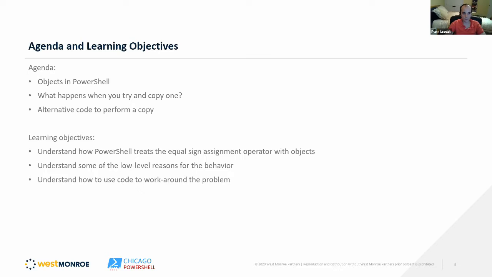This is a little bit low level, but I want you to understand how PowerShell treats the equal sign assignment operator with objects, because it's not what you might expect, and some of the low level reasons for the behavior, and then also code considerations for working around the problem.